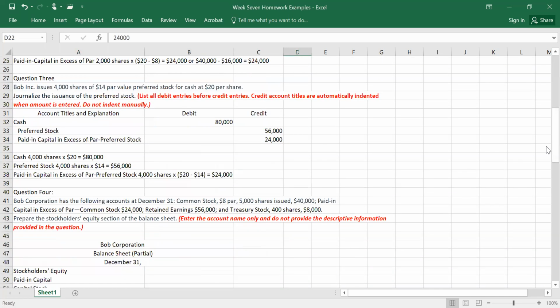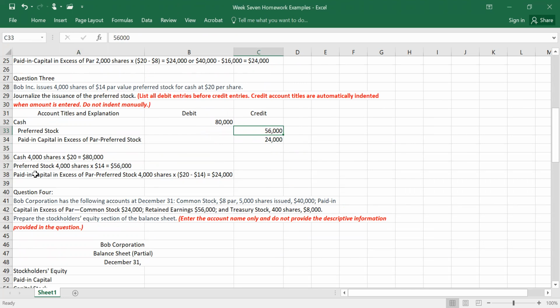Question 3, Bob issues 4,000 shares of $14 par value preferred stock for cash at $20 per share. Journalize the issuance of the preferred stock. Okay, so for the cash, we have 4,000 shares. They sold for 20 per share, so that's 80,000. We're going to debit cash for 80,000. Preferred stock, we have a par value of 14, so it's 4,000 shares times $14, which is 56,000. So we're crediting preferred stock for that 56,000.